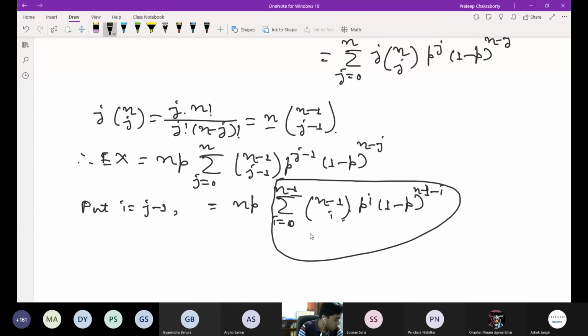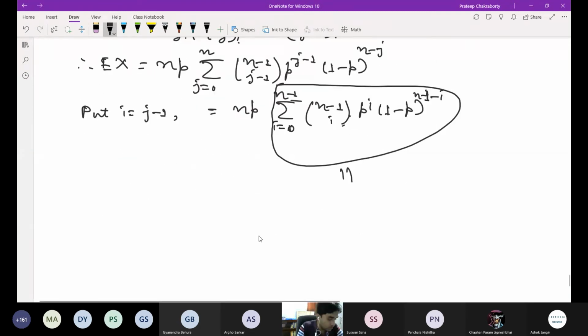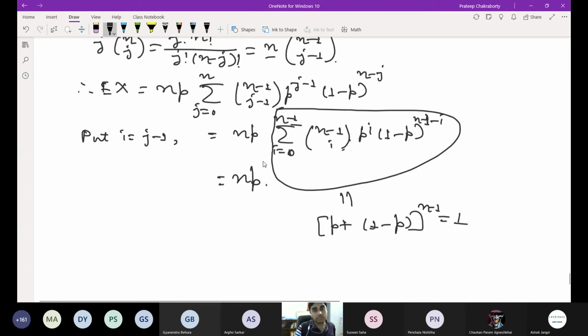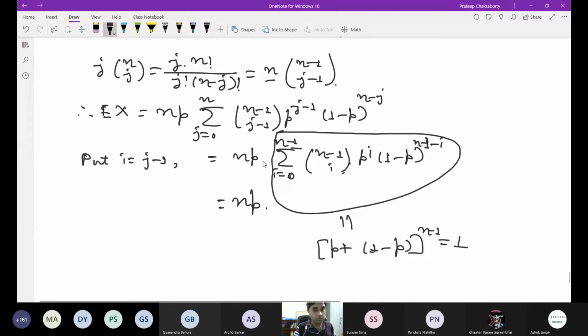Now this part is actually equal to (p plus 1 minus p) power n minus 1, which is just the binomial expansion and is equal to 1. So this will be just np. I have done it a little quickly, but you can see it very easily, and this will be np. Any question till now?